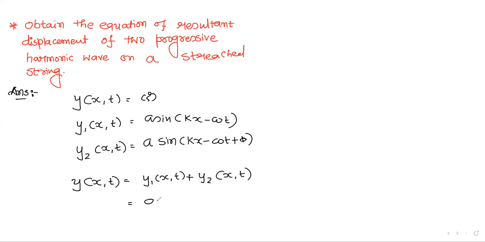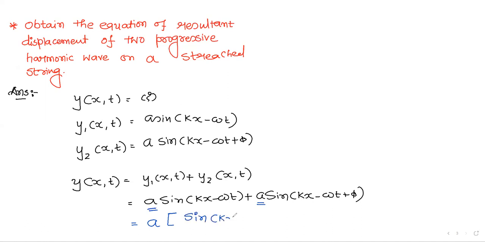That means a sine(kx − ωt) plus a sine(kx − ωt + φ). Here we have a, as well as here also we have a. As you can see, at both places we have a, so we can carry out a. Then another equation is written as sine(kx − ωt + φ) plus sine(kx − ωt). All right? Okay.